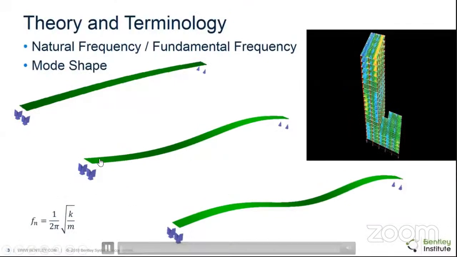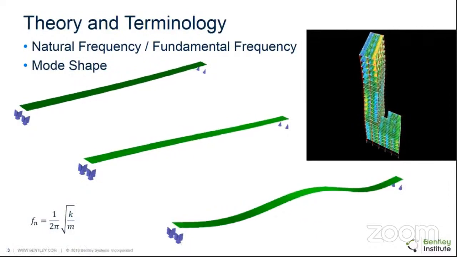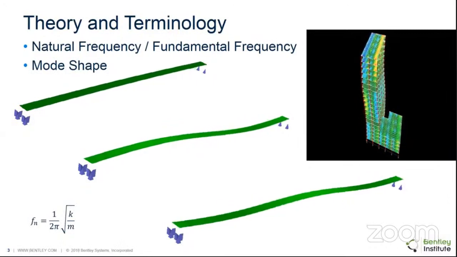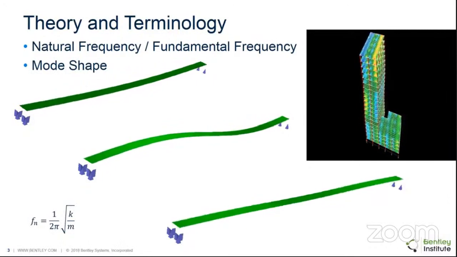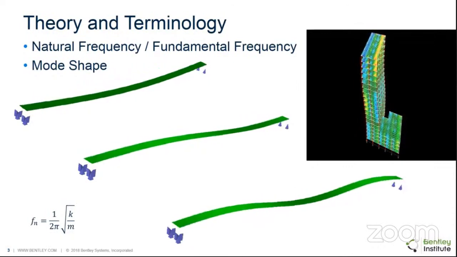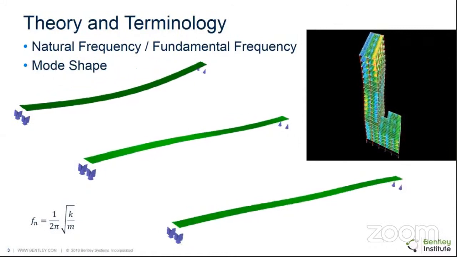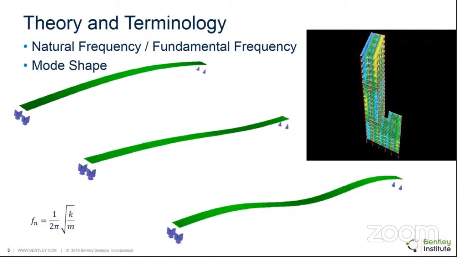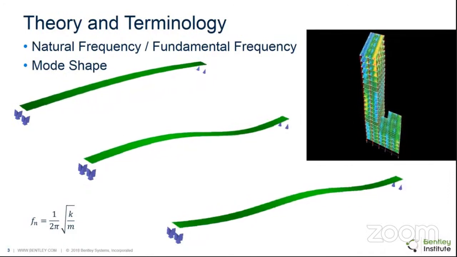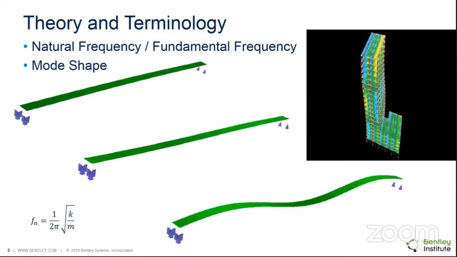Every structure has natural tendencies in the way it tends to vibrate. And it's an inherent property of the structure, just like concrete strength or density. If we look in the lower left-hand corner, you'll see a formula for natural frequency. This is for a simple single degree of freedom system, but I wanted to point out the relationship between natural frequency and stiffness and mass. So you'll see that natural frequency is generally proportional to the stiffness and inversely proportional to the mass.